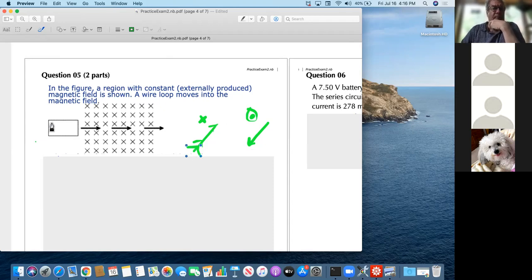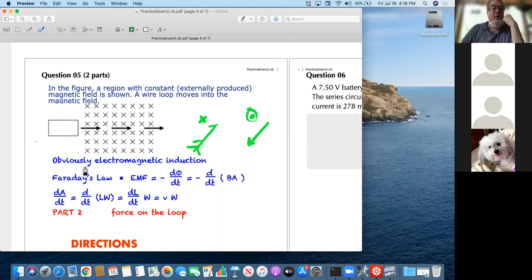Now there's a wire loop that's moving into the magnetic field. So immediately you see that, you know there's changing magnetic flux. So that's, again, going to be electromagnetic induction. So this is obviously a problem which is going to involve electromagnetic induction. There are two questions.